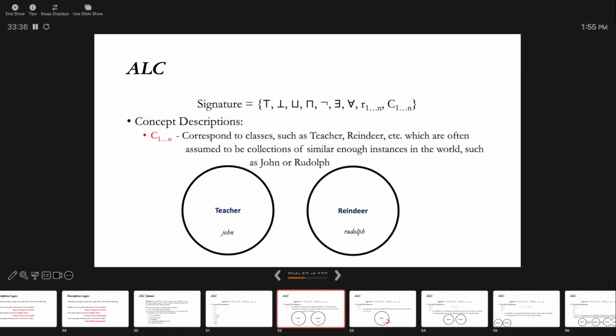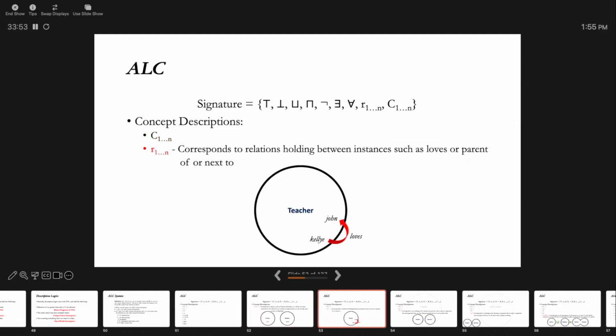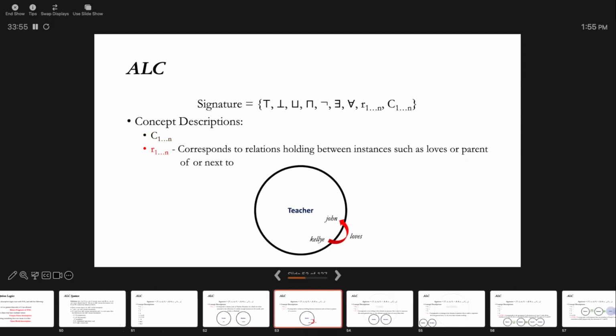So C corresponds to classes like teacher and reindeer, which are often assumed to be collections of similar enough instances in the world like John and Rudolph. Don't spoil this for me. I'm still waiting on him to come visit me one day. Roles correspond to relations holding between instances such as loves or parent of or next to. See? John and Kelly, that's my sister. She's not a teacher, but for the sake of this example, she is.